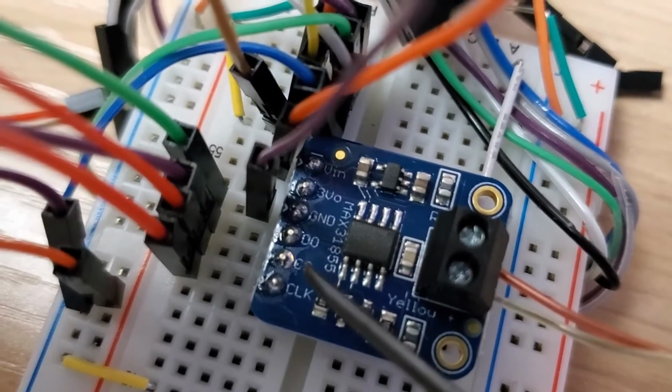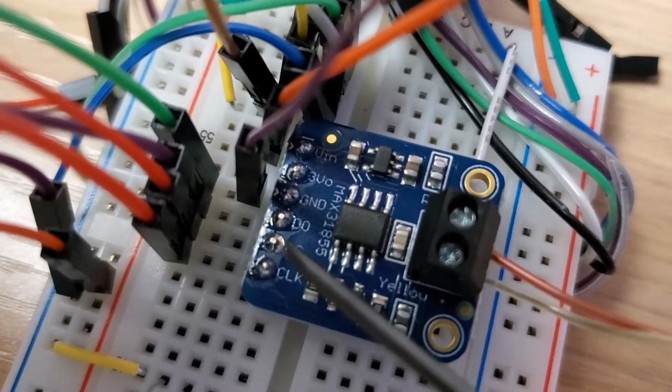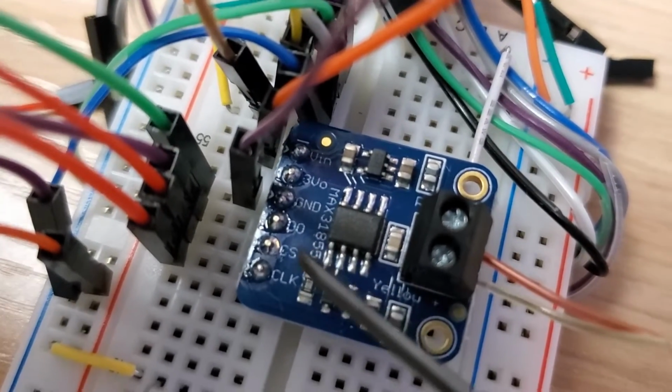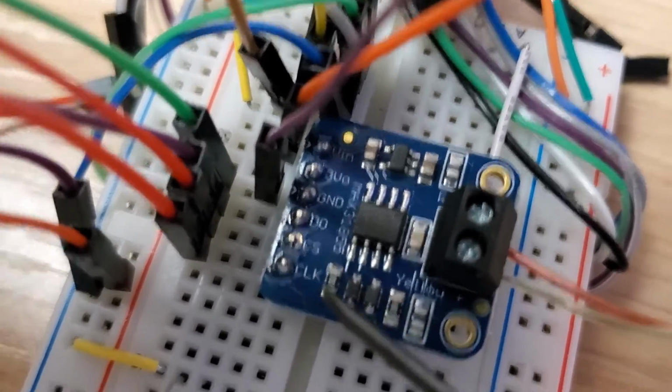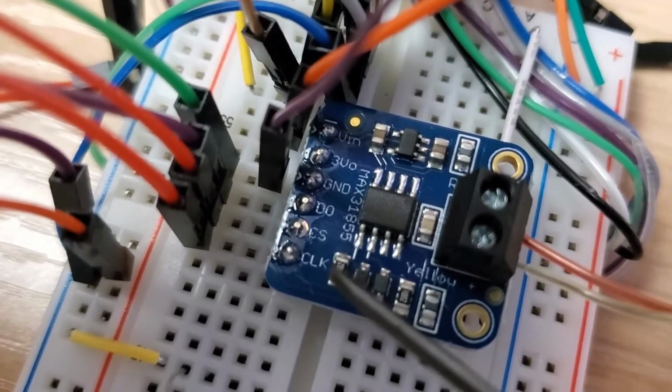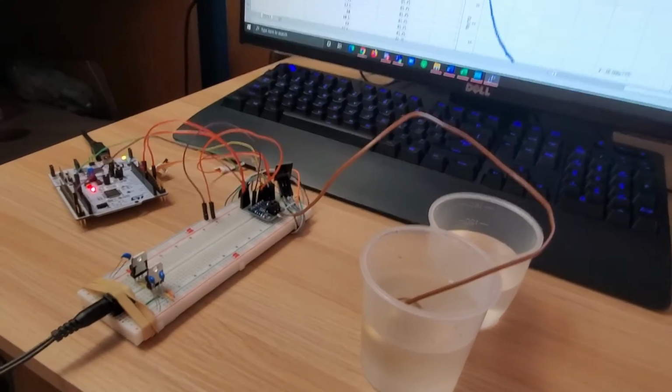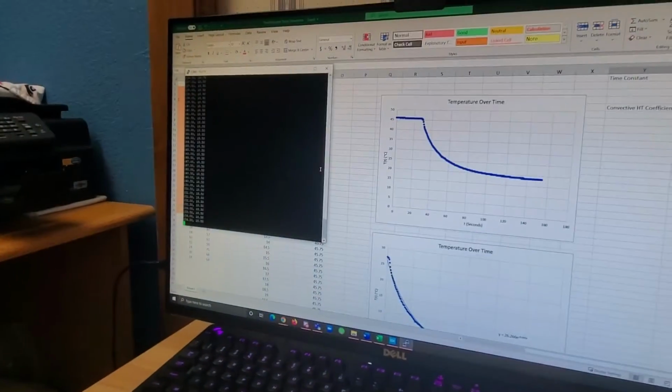CS is chip select and is connected to PB15 as a source or push-pull when doing it on IDE. And CLK is the clock, which is connected to PB10. So here's how I conducted the experiment.